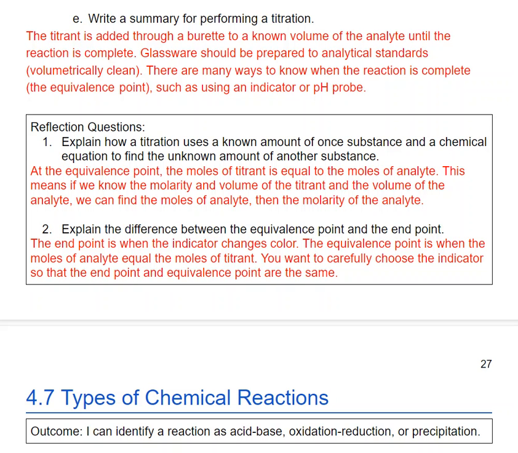What's the difference between the equivalence point and endpoint? The endpoint is when the indicator changes color. The equivalence point is when the moles of analyte equal the moles of titrant. So you want to carefully choose the indicator so that the endpoint and the equivalence point occur in the same place at the same volume.